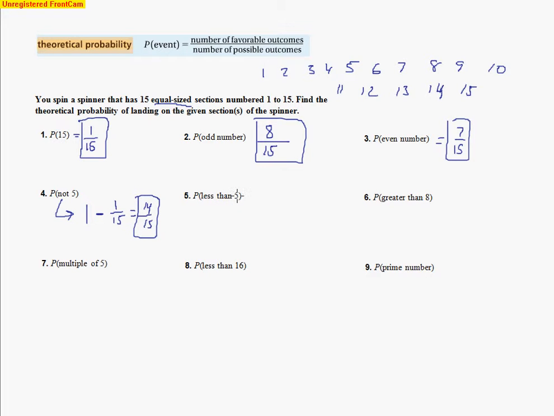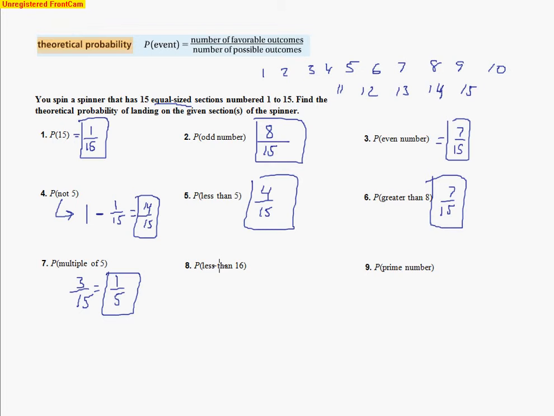Probability of less than 5. Less than 5 does not include 5, so it would be these first 4. And so it would be 4 out of 15. Greater than 8. Greater than 8 does not include 8, so it's all these other numbers starting at 9, 10, 11, 12, 13, 14, 15. So there's 7 of them, so it's going to be 7 out of 15. A multiple of 5. We have 5, 10, and 15, which makes 3. So 3 out of 15, and then just reduce the fraction. That makes 1/5.